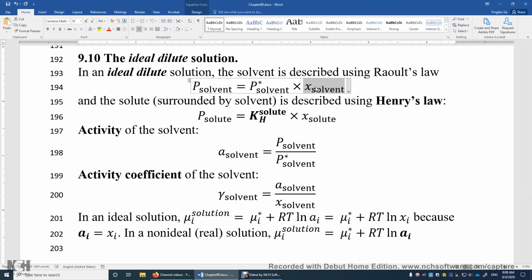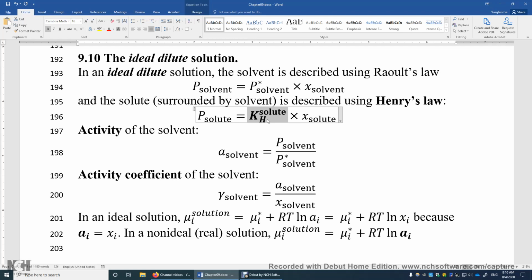For the solute, different story. Now it's surrounded by solvent molecules, as opposed to in a pure B liquid, where it's surrounded by other B's. Now it's surrounded by A's. So the environment is different. We can still use a similar equation, but we have to make some change. The partial pressure of the solute is still proportional to the mole fraction of the solute. That makes sense. But this time we need to have this X multiplied by Henry's constant. This is the Henry's constant for the solute. This is a constant, but it does depend on the nature of the solute and the nature of the solvent.